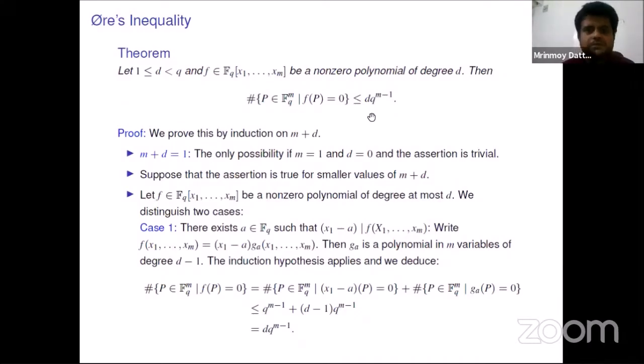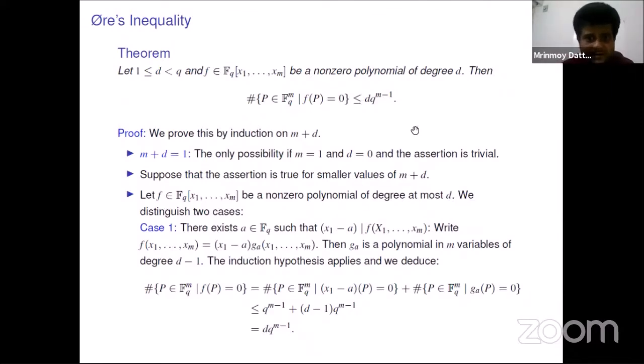So m plus d is equal to 1. The only possibility is m equal to 1 and d equal to 0. The other possibility, of course, is m equal to 0 and d equal to 1, but then the polynomial does not have a variable, so we do not consider that. So we take m equal to 1 and d equal to 0, and the assertion is trivial. A polynomial in one variable of degree 0 is a non-zero constant polynomial, which has no roots, and the right hand side is also 0. So that takes care of this case.